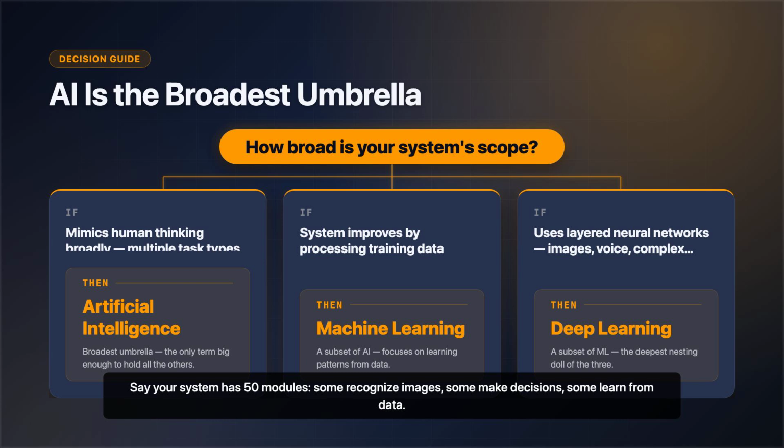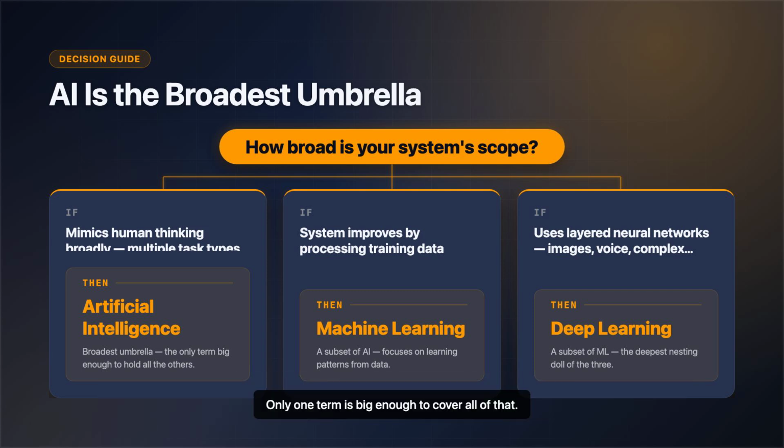Say your system has 50 modules. Some recognize images, some make decisions, some learn from data. Only one term is big enough to cover all of that. That's why AI wins. It's the broadest umbrella.